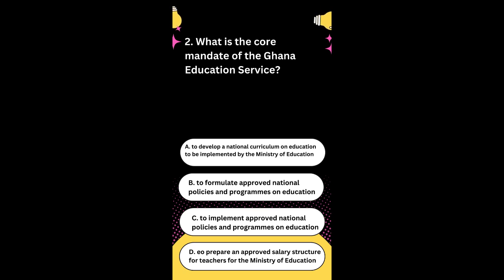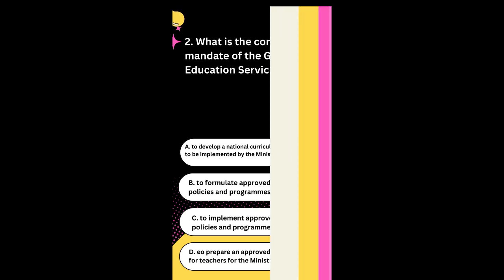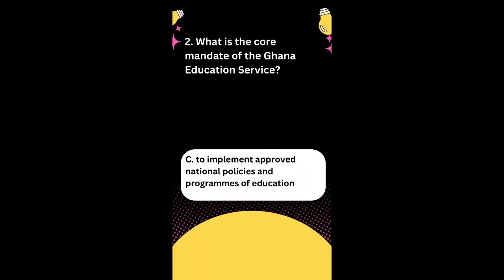2. What is the core mandate of the Ghana Education Service? A. To develop a national curriculum on education to be implemented by the Ministry of Education. B. To formulate approved national policies and programs on education. C. To implement approved national policies and programs on education. D. To prepare an approved salary structure for teachers for the Ministry of Education. The correct answer is C. Implement approved national policies and programs of education.